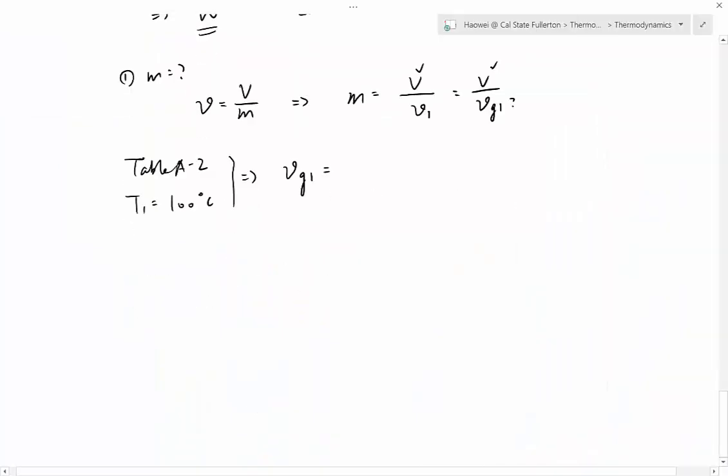Okay, we found nu G and it's 1.673 cubic meter per kilogram. Then you plug this number back in here, and you can easily find mass. Plug in volume, 0.28 cubic meter, SI unit, divided by nu G1, 1.673, also in SI unit.